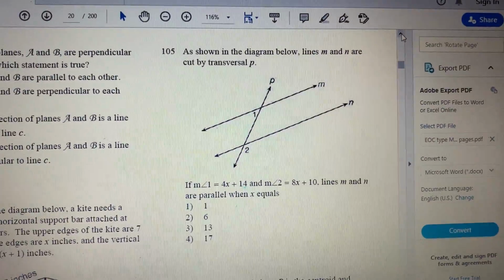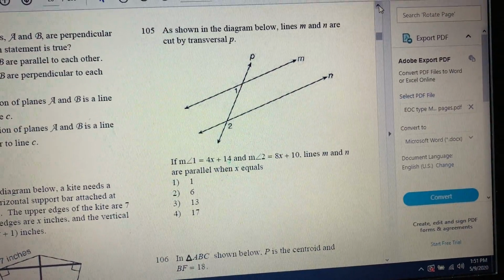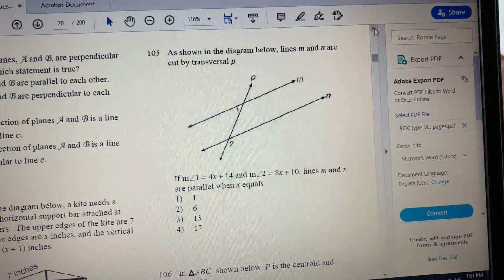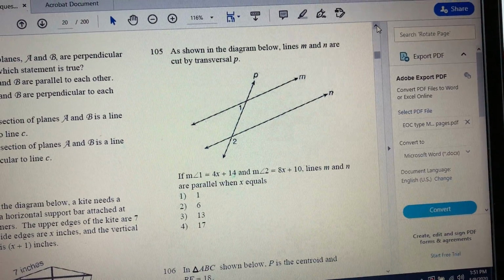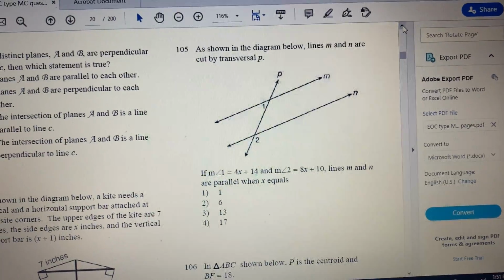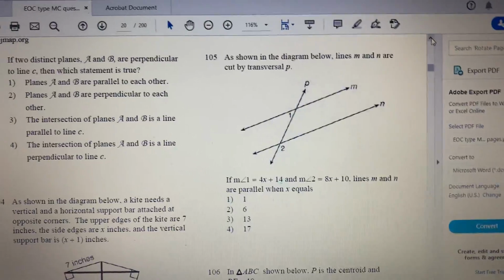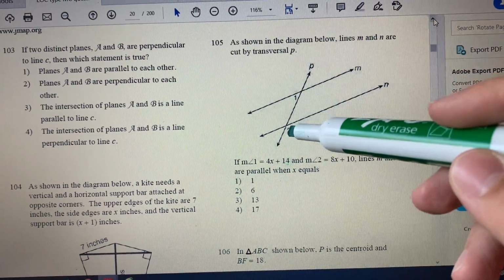But this one's a little tougher as I erase this, and I'll show you why. So if the measure of angle 1 is 4x plus 14, angle 2 is 8x plus 10, M and N have to be parallel when x equals what? So again, when you see it like this, you assume that they're parallel, and you use whatever relationships the angles have to either, if they're congruent, set them equal, or if they're supplementary, set them equal to 180. One problem with this is I have, this is inside, this is outside.